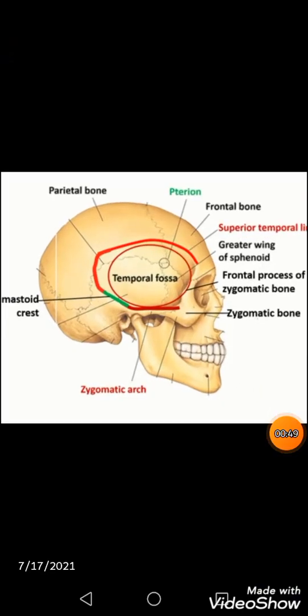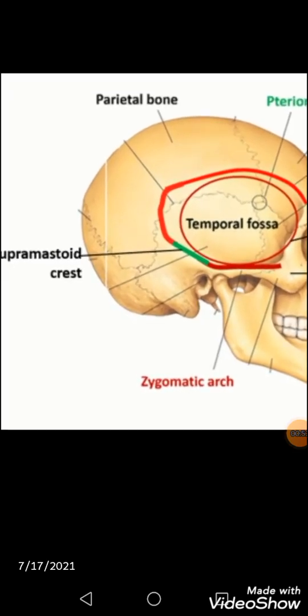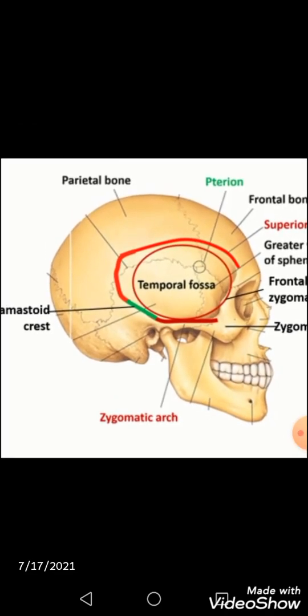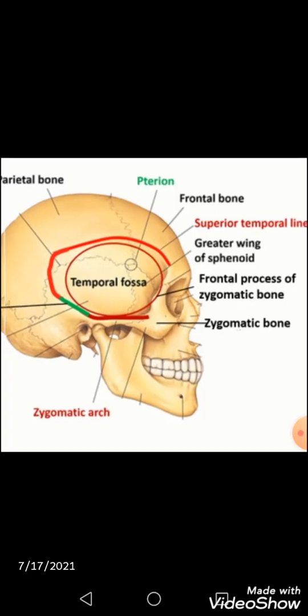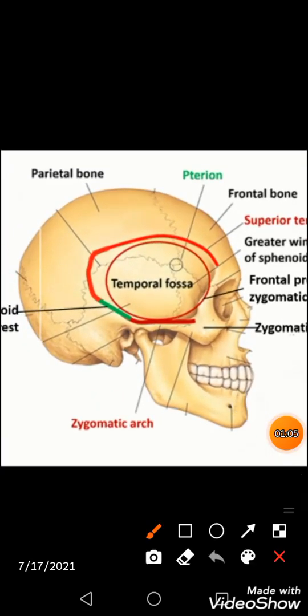Now in this picture again, the supramastoid crest is beautifully shown, and you can see the temporal fossa there, and you find the superior temporal line also touching it posteriorly, but if I mark the inferior temporal line, that continues as the supramastoid crest, right? Now you can see the pterion, and the other features visible in this view, right?